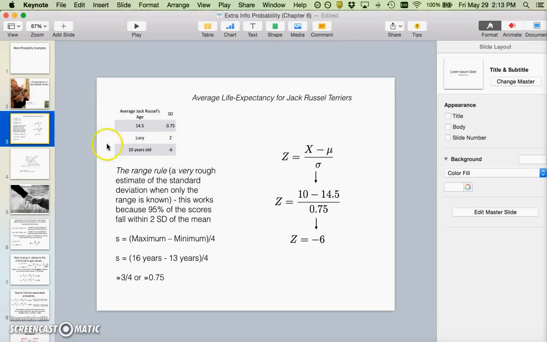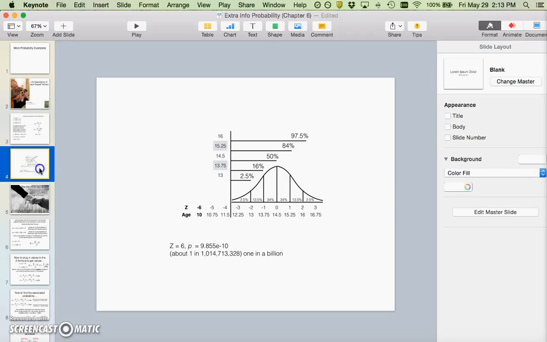Now that we have that, we have our x, which is Lucy, she's 10 years old, minus the average, which is 14.5, which is the average of 16 and 13, divided by 0.75, and we get a z-score of negative 0.6. What can we do with that?